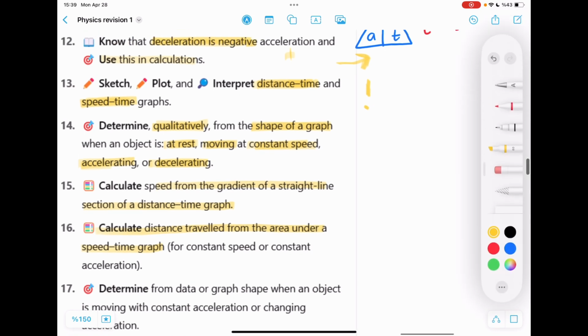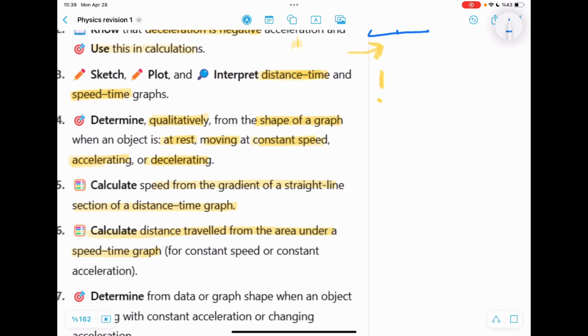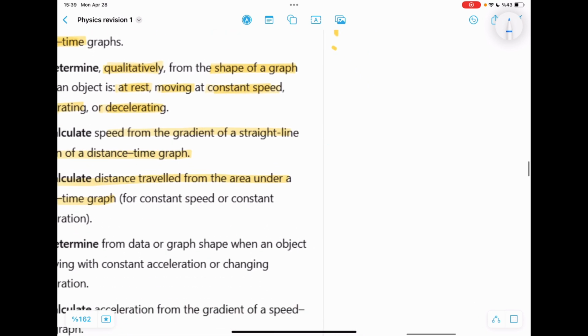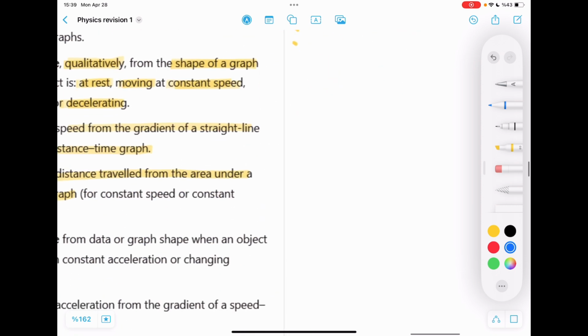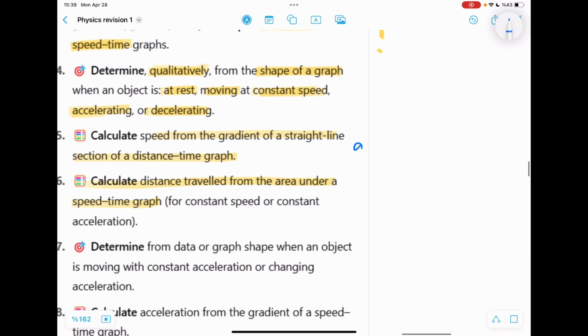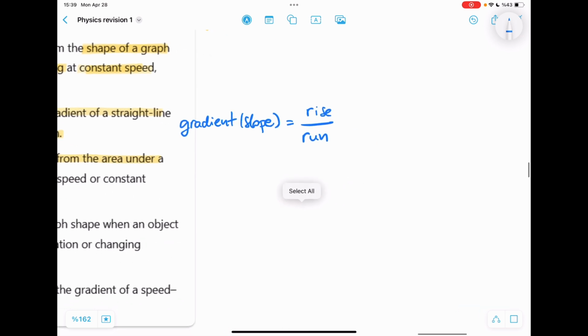We will also mention that in a bit, but speed from the gradient of a straight line of a distance time graph, let's just remember that the general formula for a gradient or slope, it's the same thing, is rise over run. Rise over run usually looks like this.